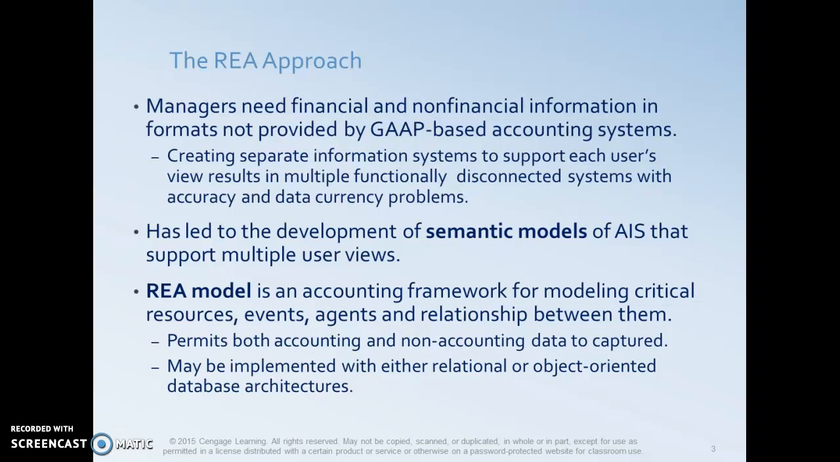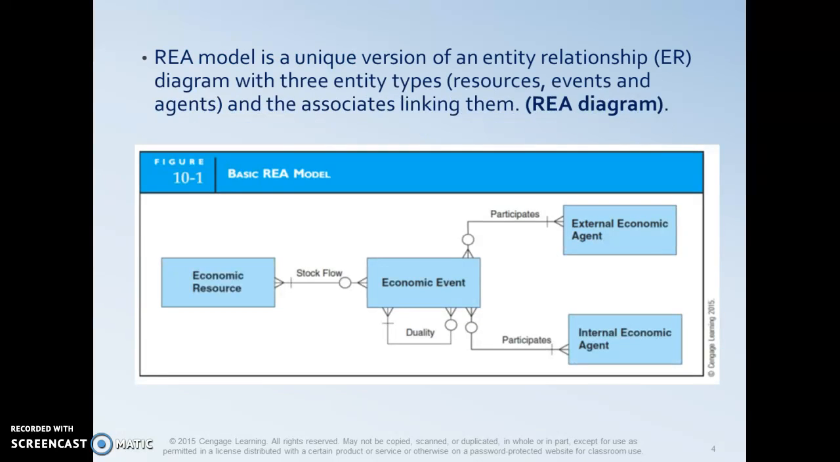So an REA model is an accounting framework for modeling critical resources, events, and agents and the relationships between them. And of course, as I was saying before, it can handle accounting and non-accounting data, as opposed to earlier systems that only did GAAP-based. An REA model is a unique version of an entity relationship diagram, but it has 3 entities, as we can see: resources, events, and agents.